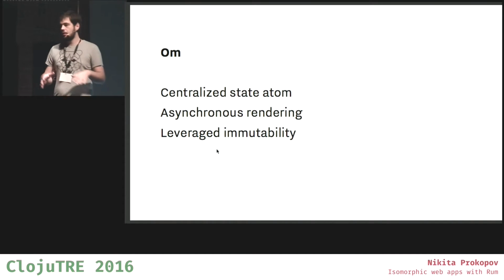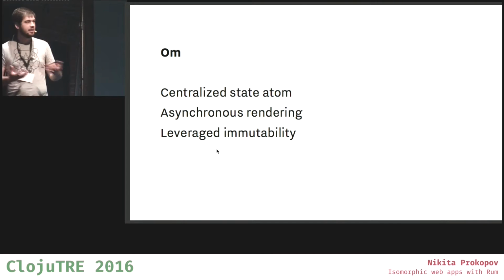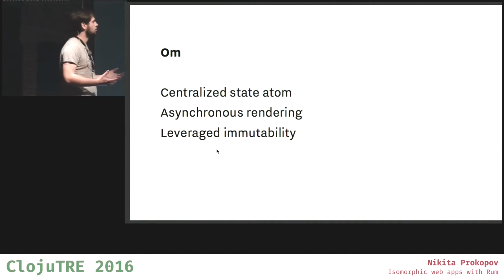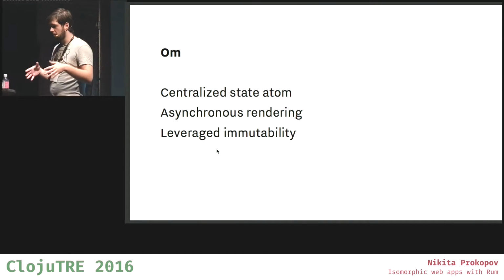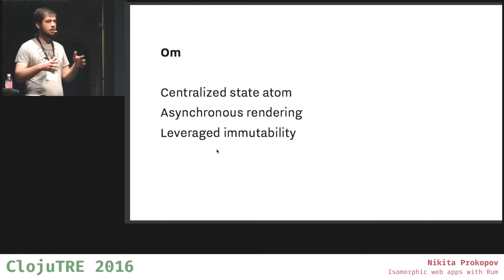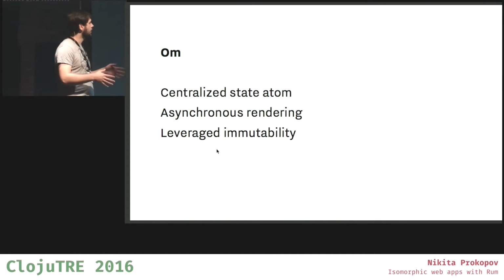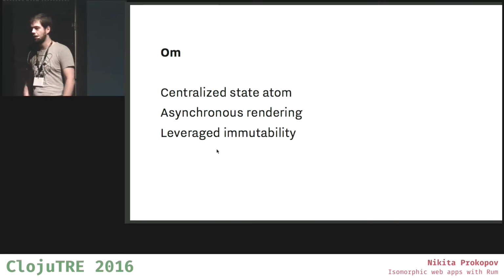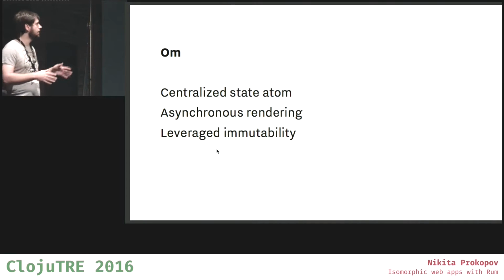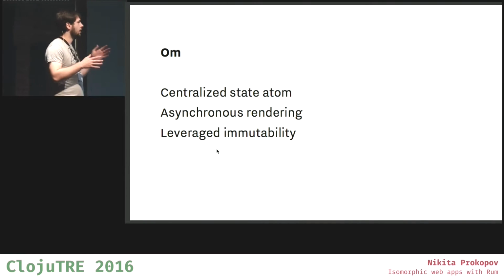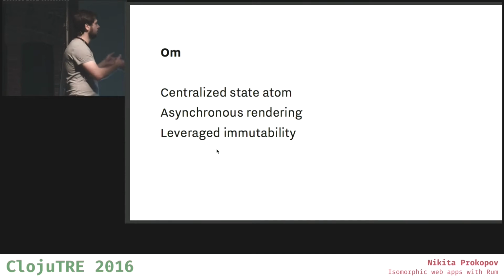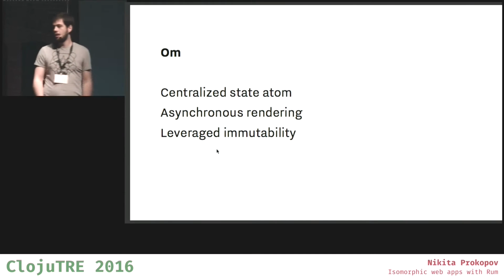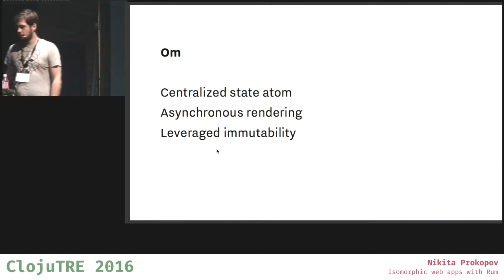So OM had three big ideas about how you should write front-end applications. It was that you should keep all of your state in a centralized place in a single item. You can use asynchronous rendering for optimized rendering, and you can leverage immutability to optimize rendering again. So these were awesome ideas, really nice, really influential, and the JavaScript world later adopted them as well, and now React developers use them all the time, I hope.